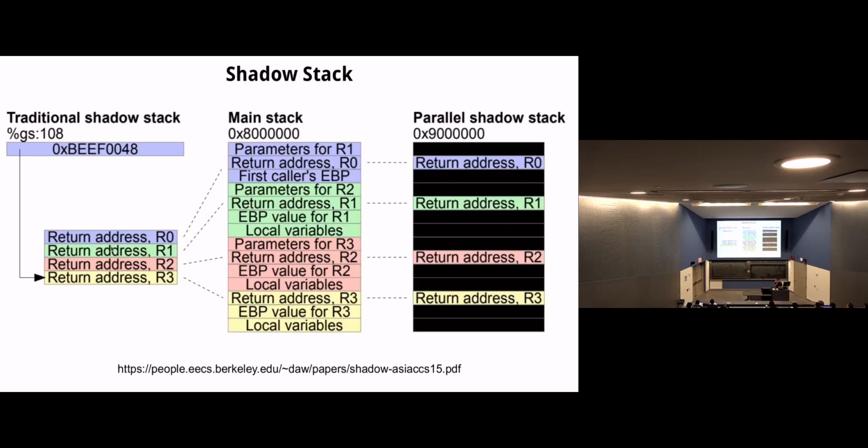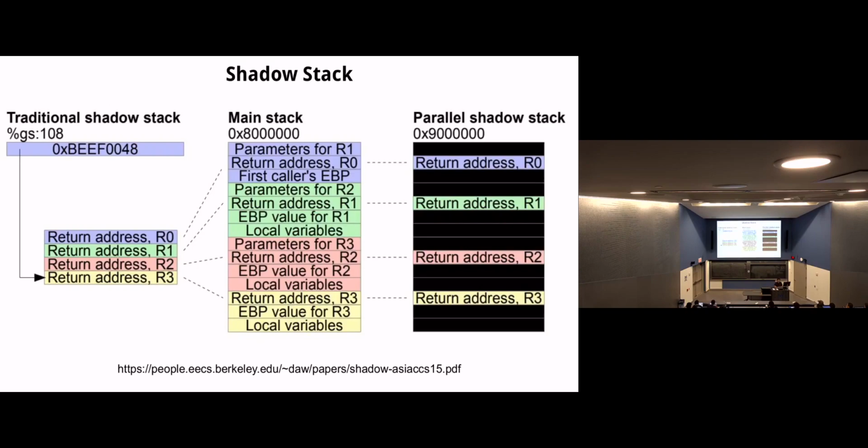So there are two different approaches. One is called the traditional shadow stack. That is the original idea. In this idea, the shadow stack is at this location, and it just has the return addresses one by one. The benefit of this is that the memory overhead is very small. For example, here we have 4 functions. The memory overhead is just the 4 functions' return addresses. That's very small.